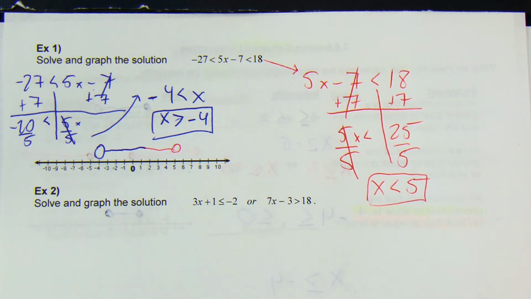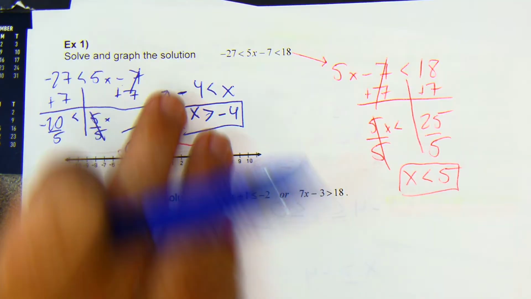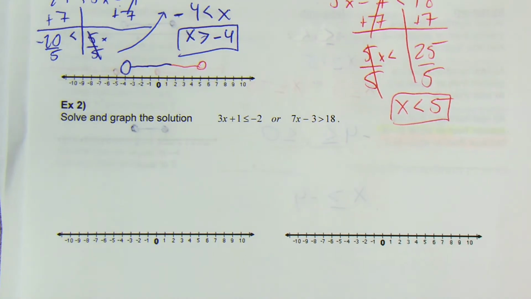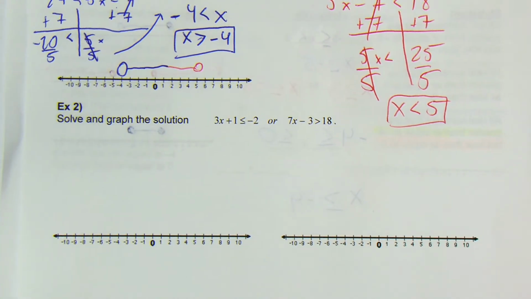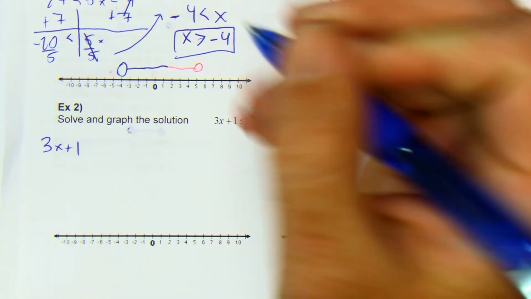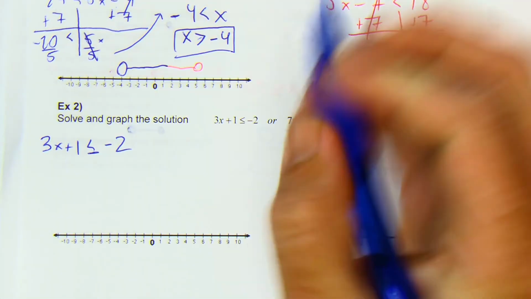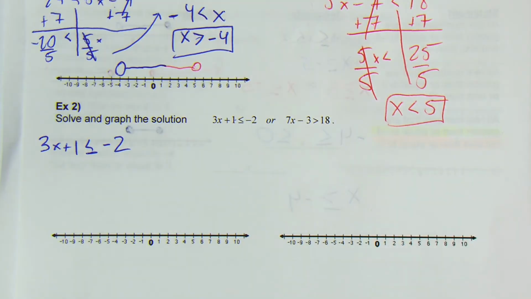Okay. All right. So for example 2, we have two separate equations. It's already split up for us. It's a greater than or, okay, not a less than, it's a greater than or. So we're just going to solve and graph these, okay? So we have 3x plus 1 is less than or equal to negative 2. I'm going to go ahead and rewrite that over here so I have a little bit more room. So 3x plus 1 is less than or equal to negative 2. And that just came from right here, okay?